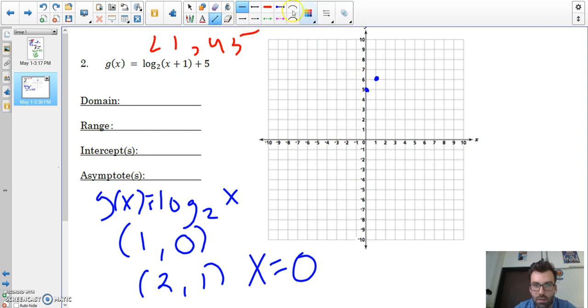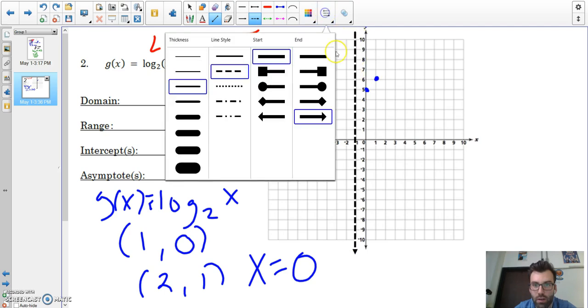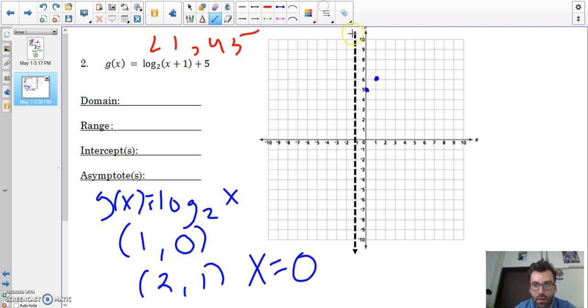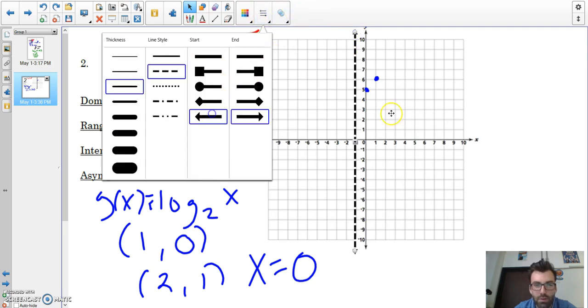Ooh, watch this. This is going to be sick. Boom. And negative 1. Oh, buckets. This is not important, but it's important to me.